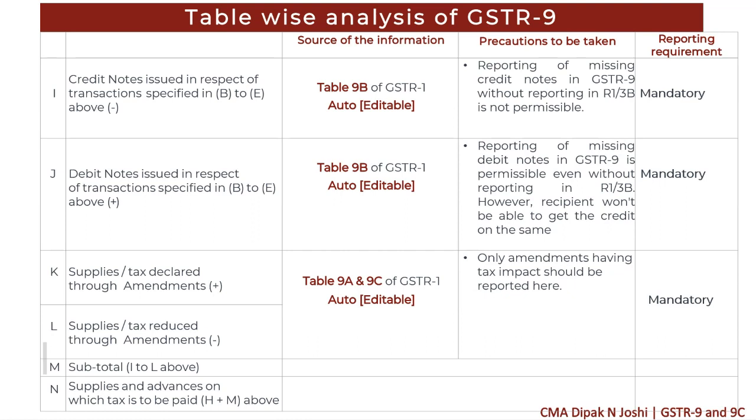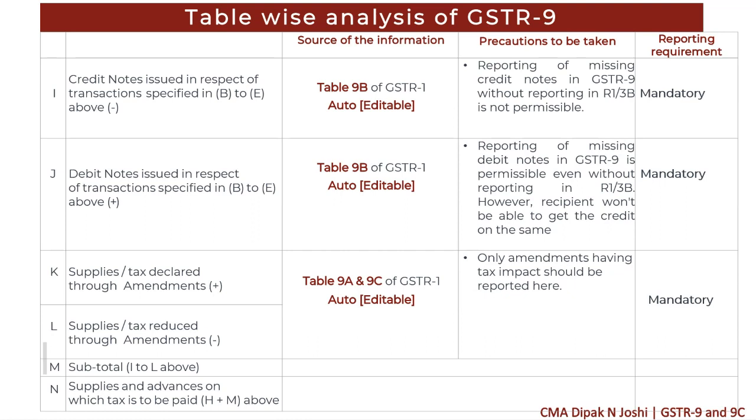If you have not reported any credit note in GSTR 1 or in GSTR 3B, then statutorily you are not allowed to reduce your liability. So the department may disallow in future the reduction in liability if you are giving direct impact in GSTR 9. So try not to give such kind of effect in GSTR 9 as far as credit notes are concerned.